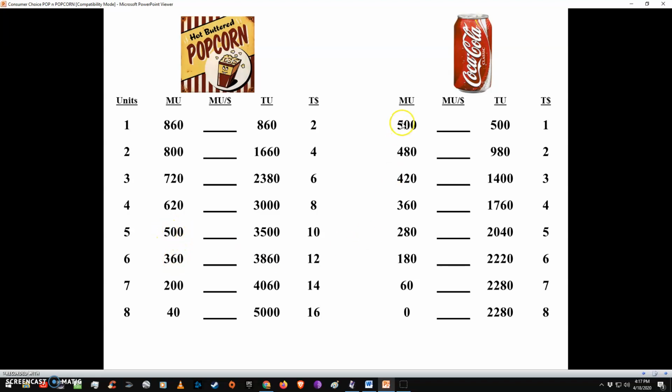Same thing with pop. Each additional pop gives you more and more satisfaction total. This is your total satisfaction. Notice how total utility increases as we go down, but each additional unit gives you less than the one before. And look how much money it cost you. I mean, this is not cool.